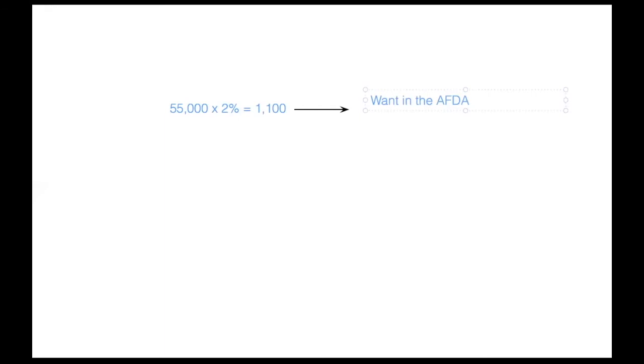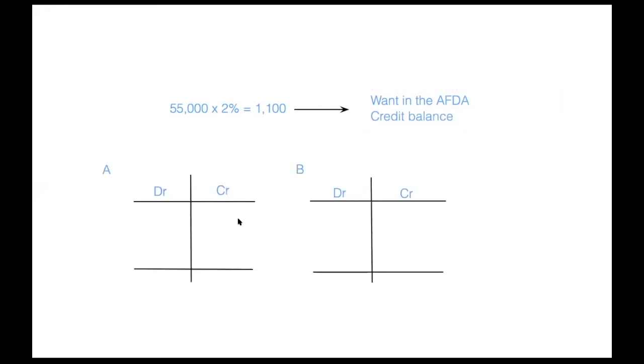When we did 55,000 times 2% and we got 1,100, this is the amount that we want in the allowance for doubtful accounts as the balance. Because allowance for doubtful accounts is a contra receivable account, it has a credit balance. I drew T accounts to help illustrate this from Part A and Part B. This is the allowance for doubtful account T account. We want 1,100 as our balance on the credit side because this has a credit balance.